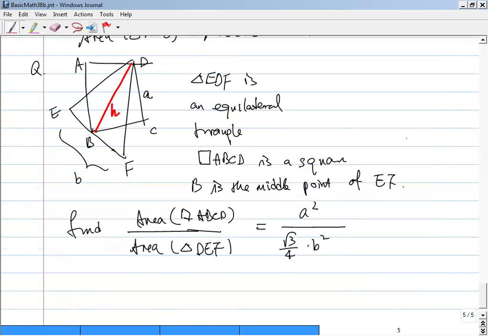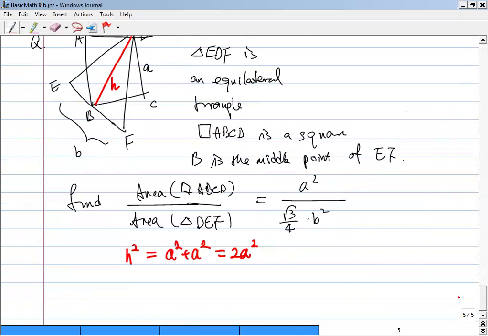The relationship: H squared equals A squared plus A squared, equals 2A squared. So H is our middleman. Then what is the relationship between H and B? H is going to be square root of 3 over 2 times B. That's a special triangle. So H is square root of 2 times A, and H is square root of 3 over 2 times B. Then you find the relationship.